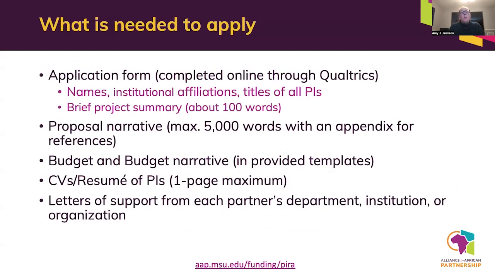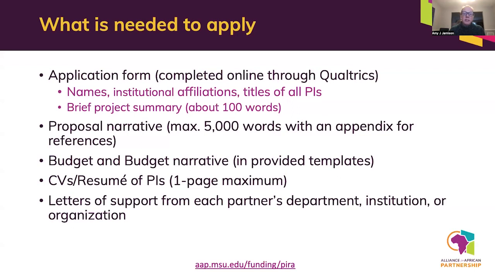Next slide. What is needed to apply? Derek will get into this in more detail in his section of the presentation. But just to quickly point out, we require an application form, which is completed online through a Qualtrics form that you link to on our website. We'll gather names, institutional affiliations, and titles of all PIs, as well as a brief project summary of about 100 words. We also require a proposal narrative, maximum of 5,000 words, and you can have an appendix for references.